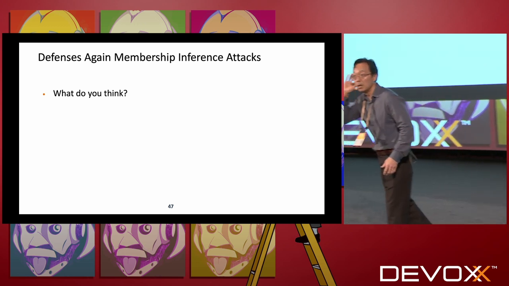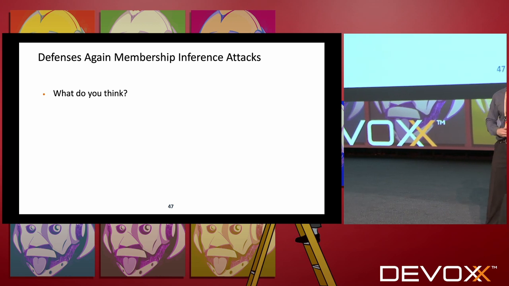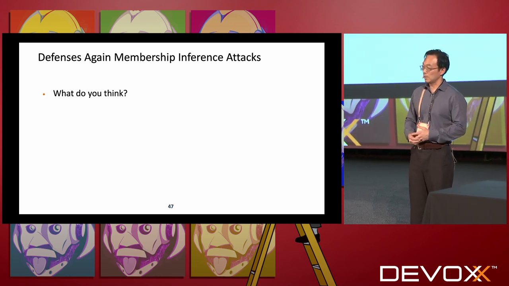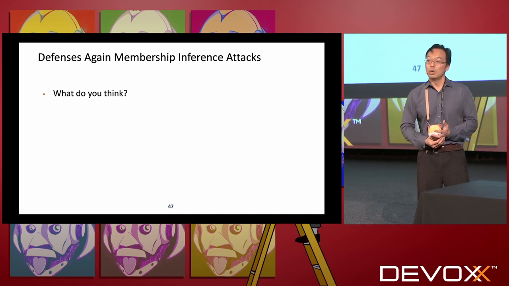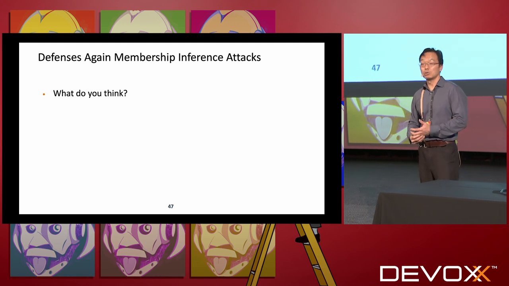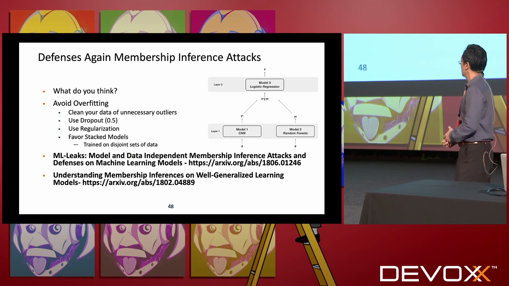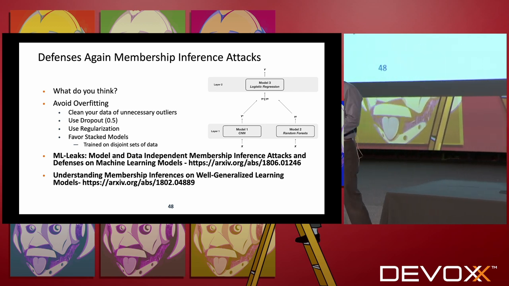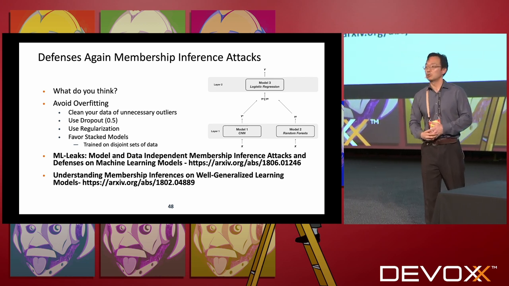I'm sorry? Okay, that could help, yes. But the term I'm looking for is, how do we reduce overfitting, right? That's typically a cause. So one of the ways you can do that is to try to address overfitting. And there are different techniques. You know, as you mentioned, cleaning your data so you don't have the unnecessary outliers. And then you have regularization techniques like dropout.